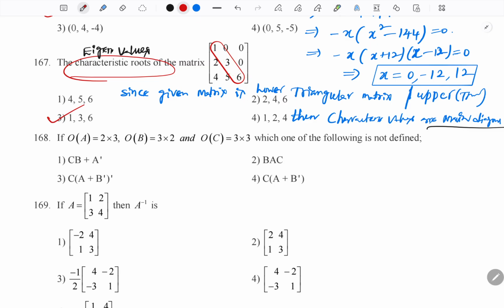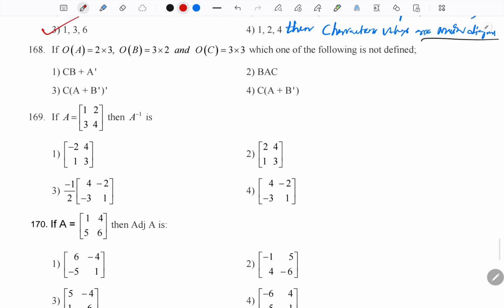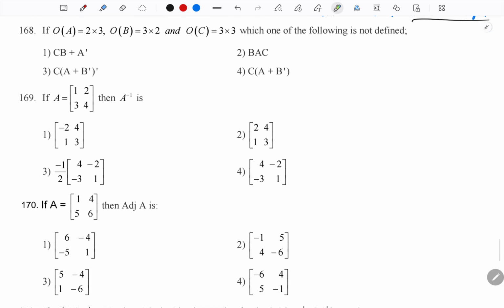Next one. Okay, they define the order of A, order of B, and order of C. Which of the following is not defined? See, observe. What is the transpose, right? What is the meaning of transpose? Right, rows as columns and columns as rows. This is the simple meaning of transpose. First of all, observe this one and this one.